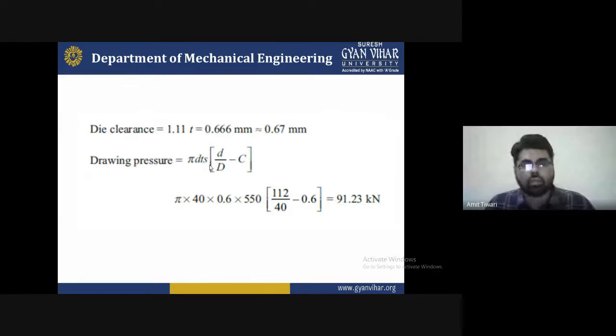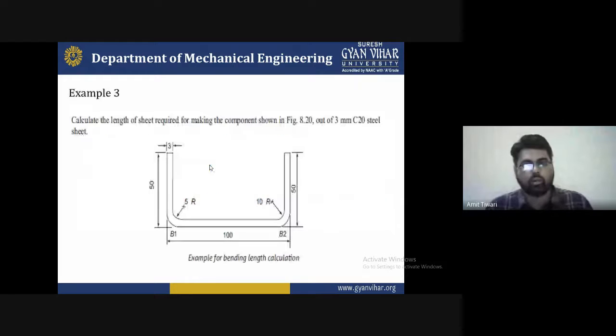And now for the drawing pressure, that is pi times d times t times sigma, multiplied by d divided by d minus c. So we take pi into 40 into 0.6 into 550, divided by 40 minus 0.6. So in total we find 91.23 kilonewton. So this is the answer we have to find, the total drawing pressure.